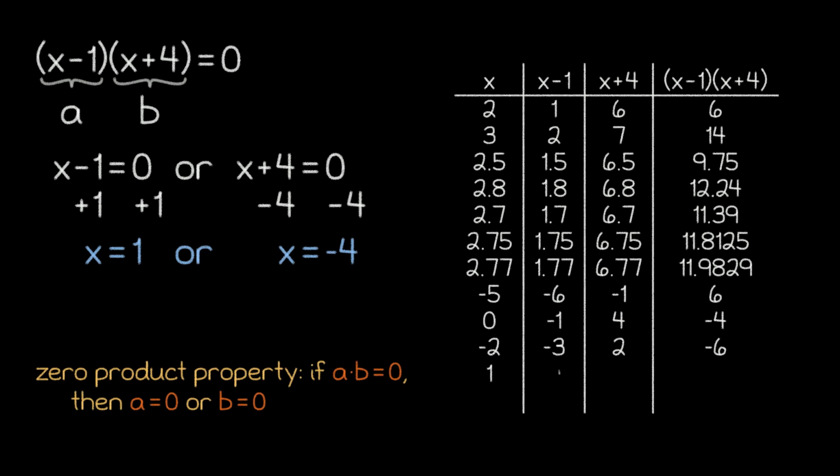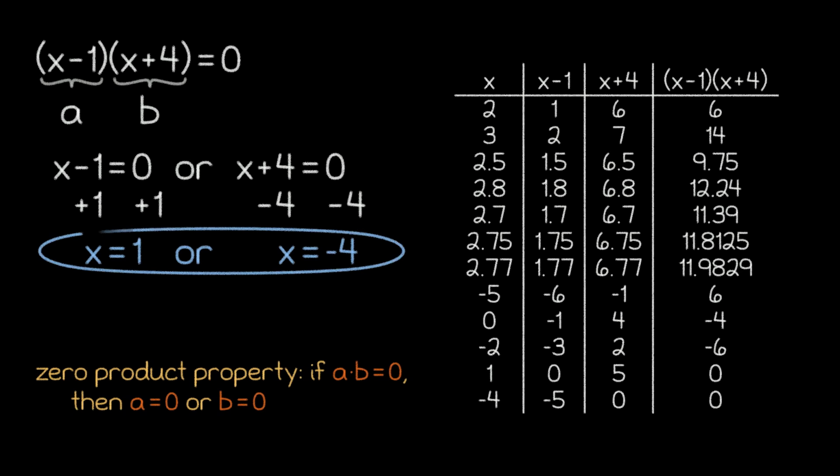Then, just to verify that our logic in this process was sound, let's plug these values into our table, where we'll eventually see that both values do in fact make the quadratic expression equal to 0. So our application of the zero product property was successful.